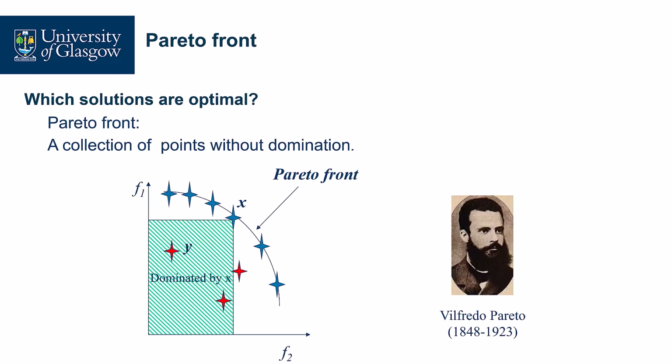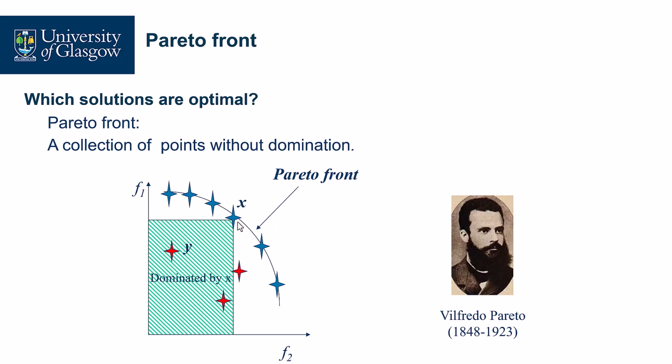Considering the domination, we can collect a set of points without domination. So we can see these blue points here. Each of them can't be compared with each other. They don't dominate each other. And we can see the red points, they are dominated by the blue points. So for example, for this blue point x, this is the dominated area. All the points appearing here are dominated by this x, right?